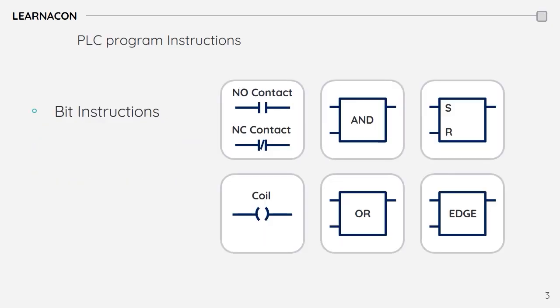In the bit instruction library, you will find all the logic elements needed to create your code. Some commonly used items are normally open and normally closed contacts, relay coil, AND and OR instructions, set and reset operations, plus instructions to catch the rising or falling edge.